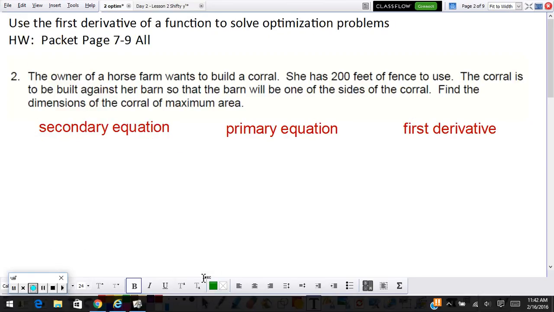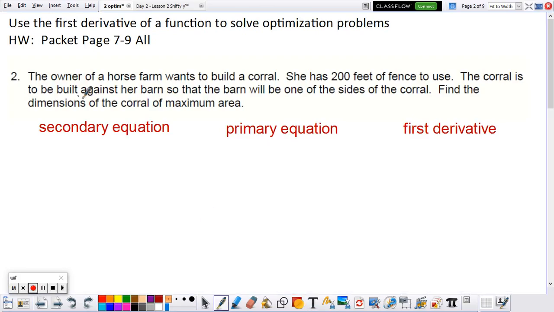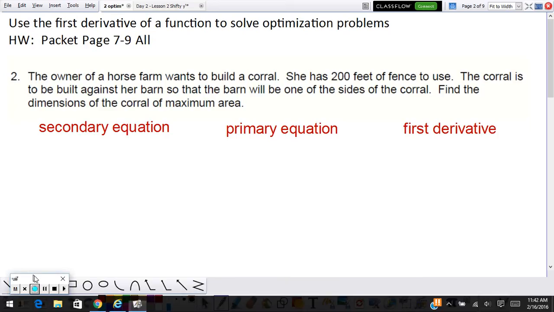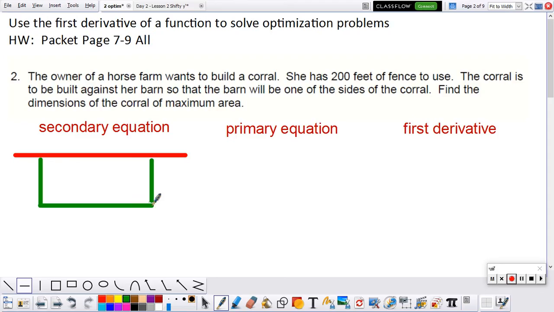Okay, so here we go. We've got a problem with a owner of a horse farm and she wants to build a corral for her horses. And we want to build it so it's against a barn. So pretend this is the barn. So here's the barn. And then we're going to build a corral. So it's going to be like... Okay. So these green lines, those are the only pieces of fence she needs to use.